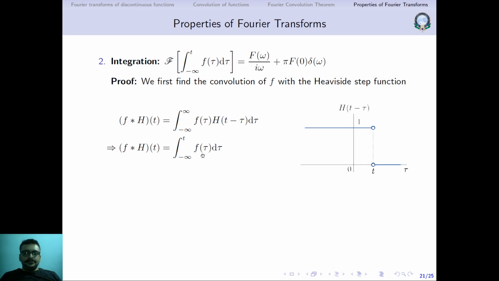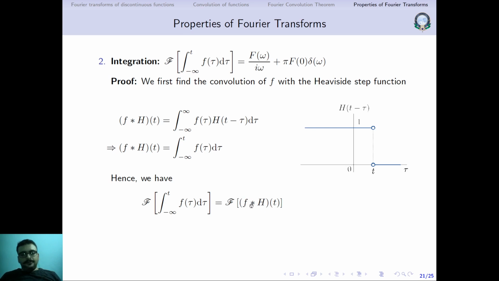So this shows us that this integral that we have inside the bracket here is nothing but the convolution of the original function f with the Heaviside step function. If that is the case, then we are trying to find the Fourier transform of this integral, so we can just replace it with the convolution of f and h. So what are we trying to find out? We are trying to find the Fourier transform of a convolution of two functions.